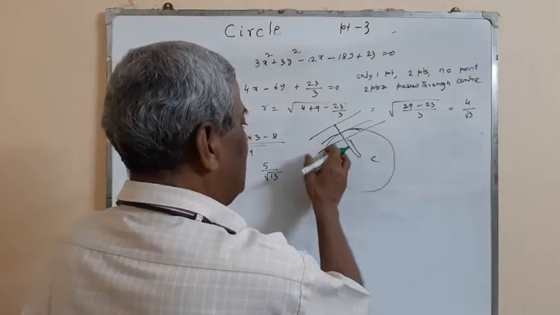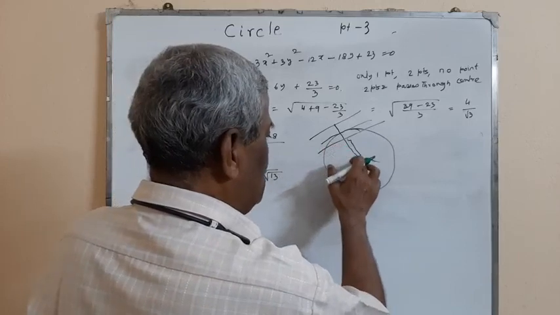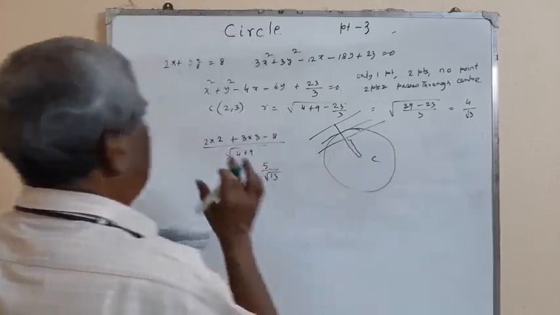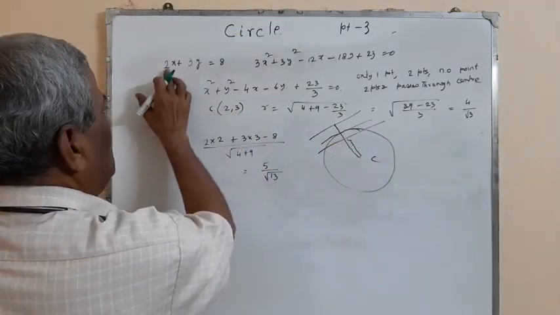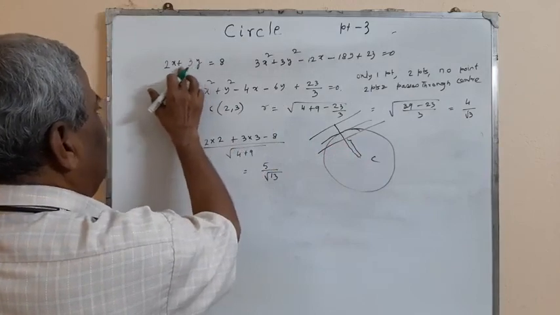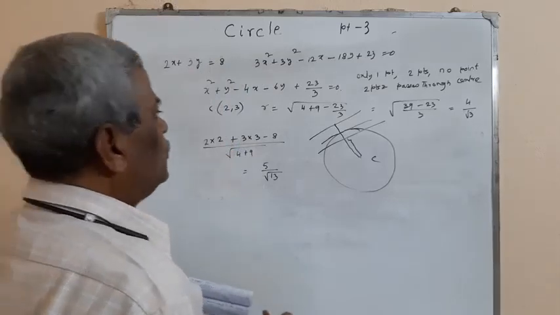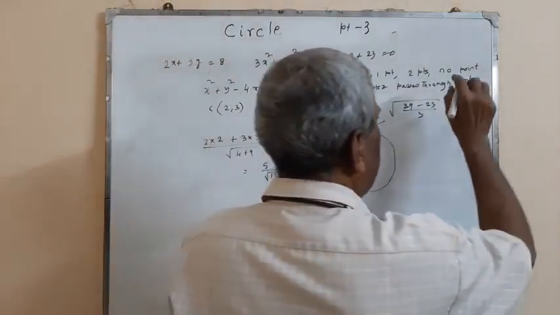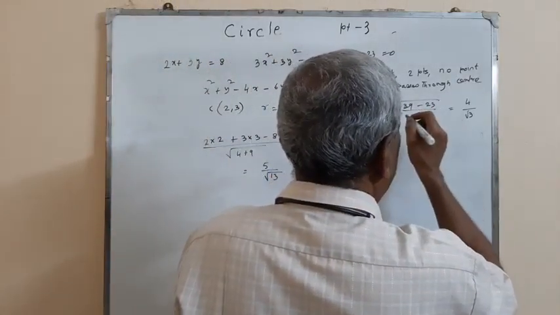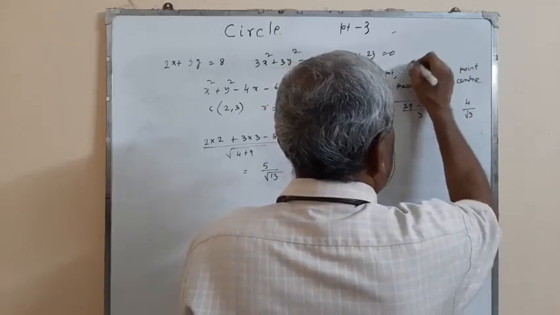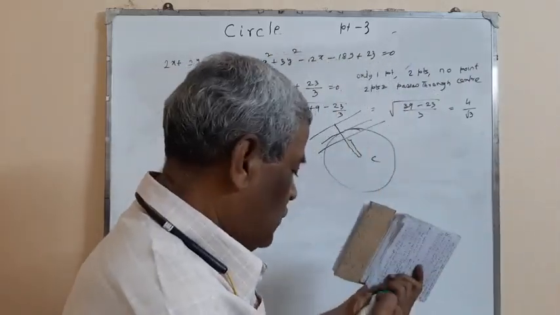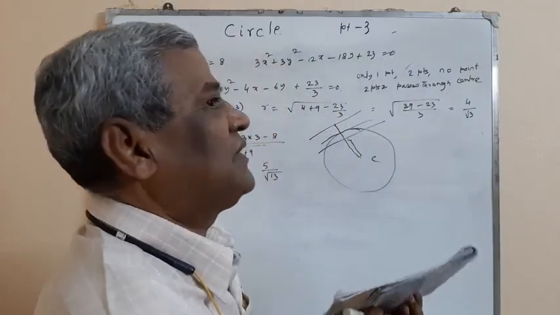Moreover, whether that straight line passes through the center or not, we can verify. Putting (2, 3), it is 4 plus 9, so it is 13, which is greater than 8. So it is not lying on that. So only the second option is correct. It passes through two different points.